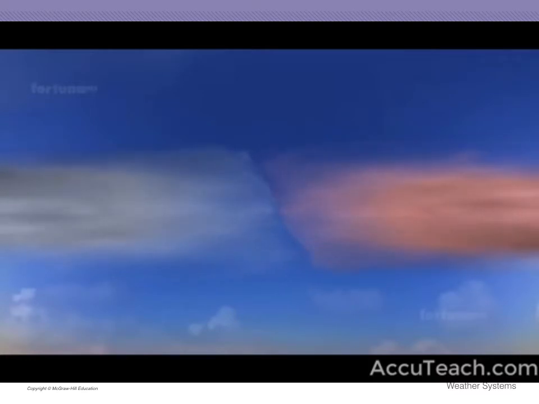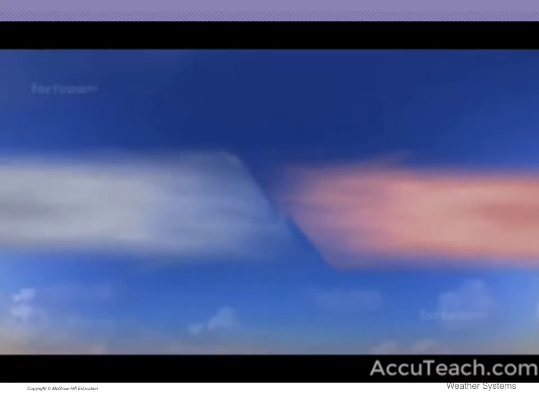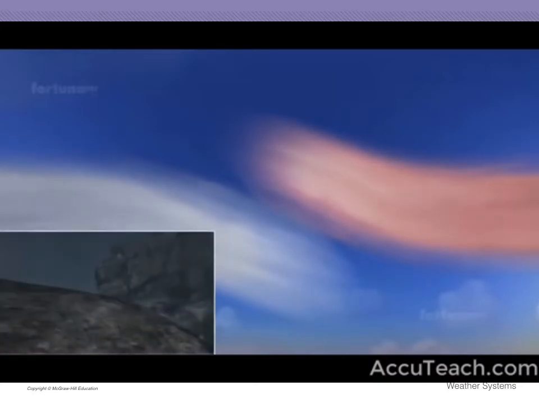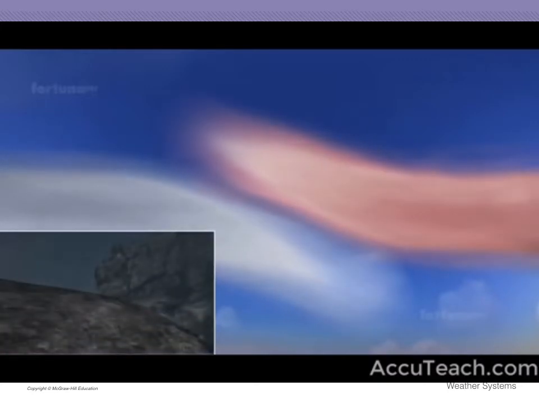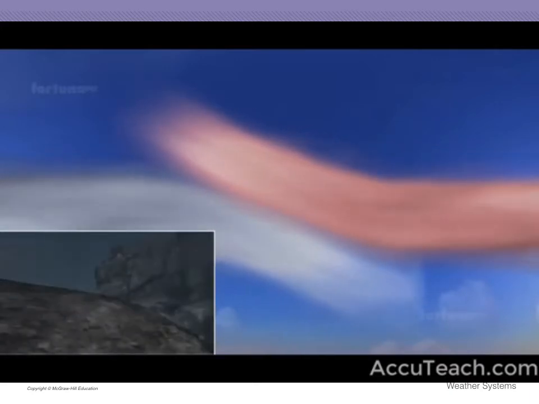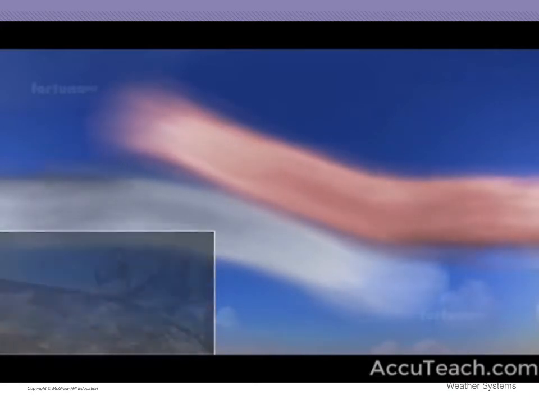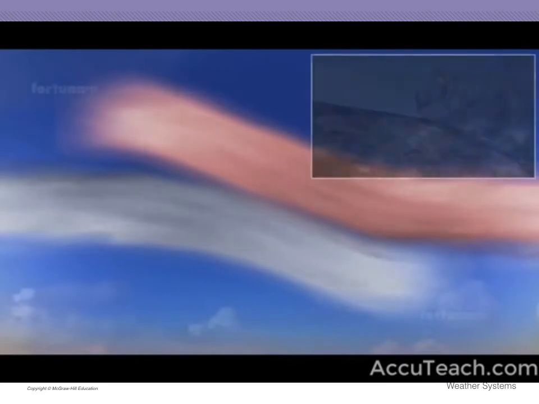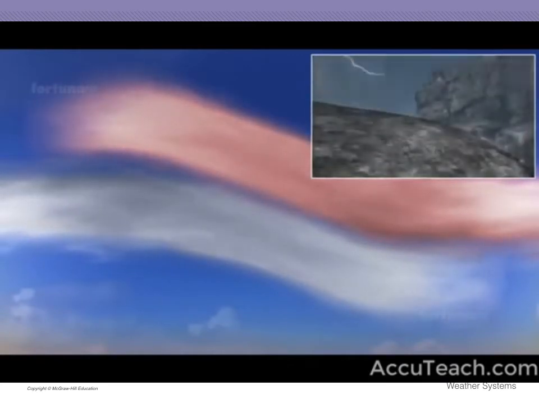So when cold and warm air masses meet, the cold front will move beneath the warm air, lifting it upwards. The incoming cold front will create a sudden drop in temperature along with heavy rain and sometimes even hail, thunder, and lightning. The lifted warm air will produce clouds and thunderstorms.